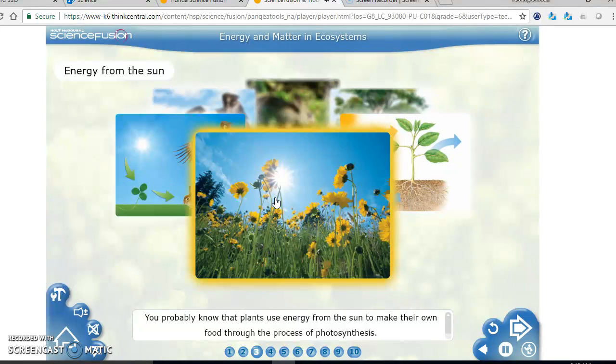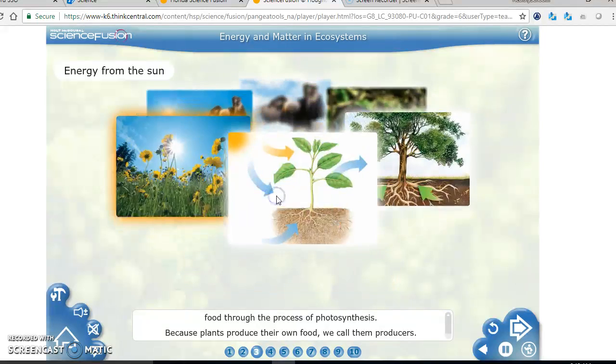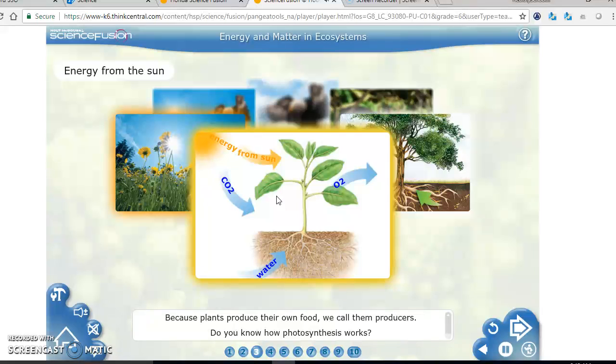You probably know that plants use energy from the sun to make their own food through a process called photosynthesis. Because plants produce their own food, we call them producers. Do you know how photosynthesis works? Look at the arrows to see what the plant takes in and gives off during the process. They take in the energy of sunlight, carbon dioxide gas from the air, and water from the soil.